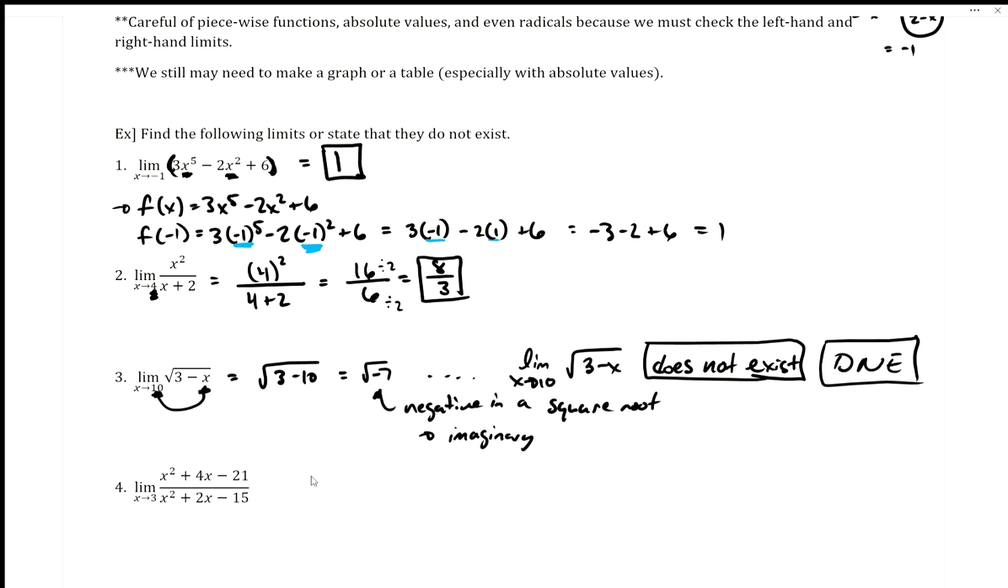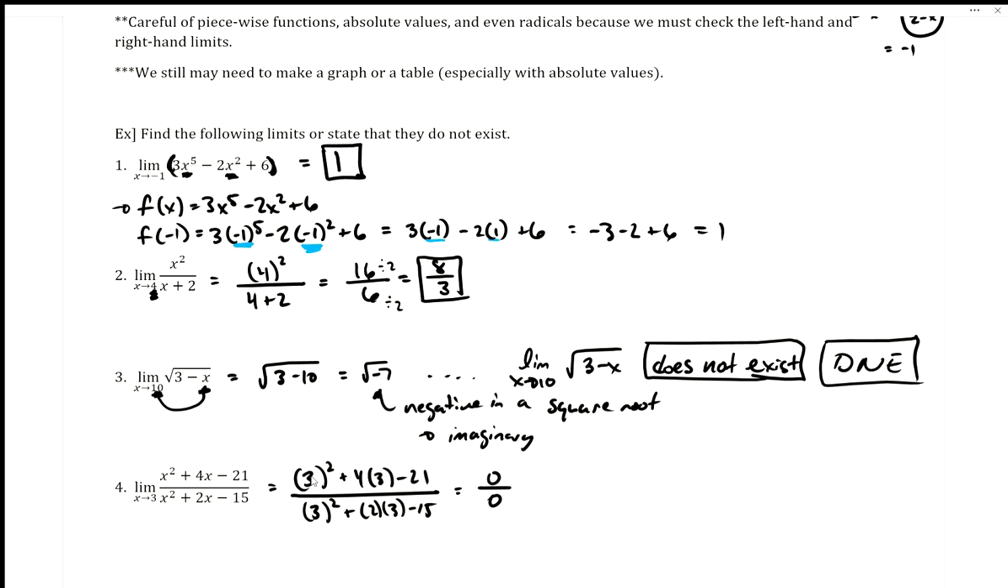Okay, number 4, we're not going to complete all the way, but let's see what happens if we do plug in 3. So if I plug in 3, I would have 3 squared plus 4 times 3 minus 21, over 3 squared plus 2 times 3 minus 15. Now, if we do the order of operations, it would be 9 plus 12 minus 21. That will be 0. And then 9 plus 6 minus 15 is also 0.